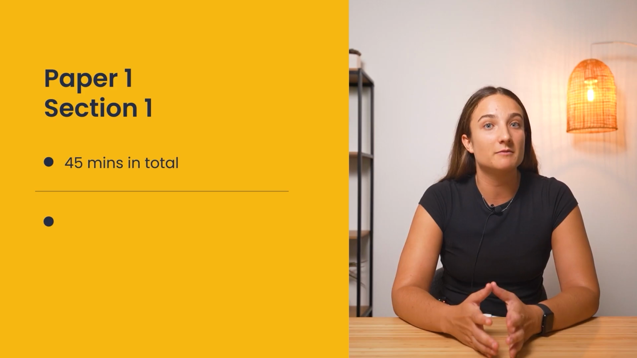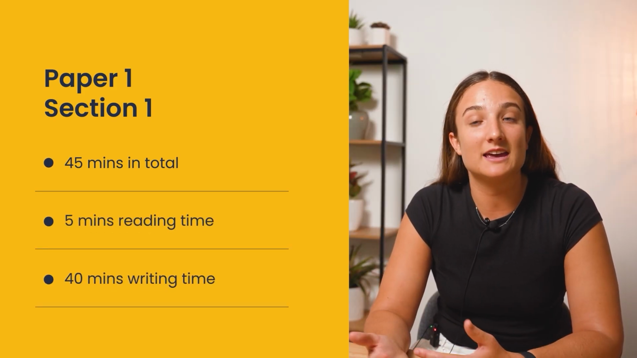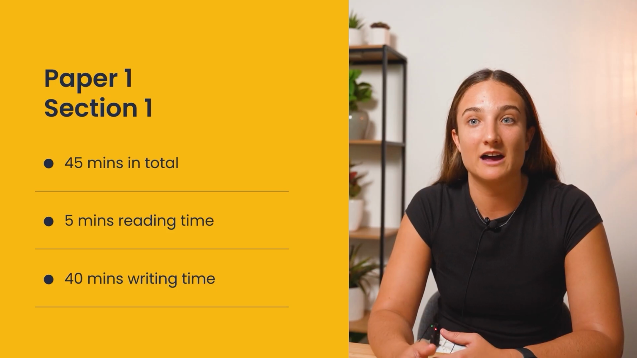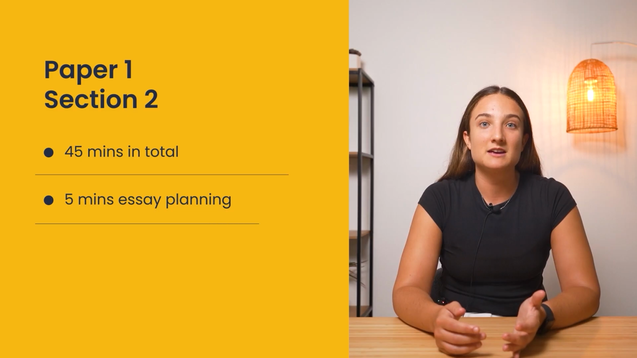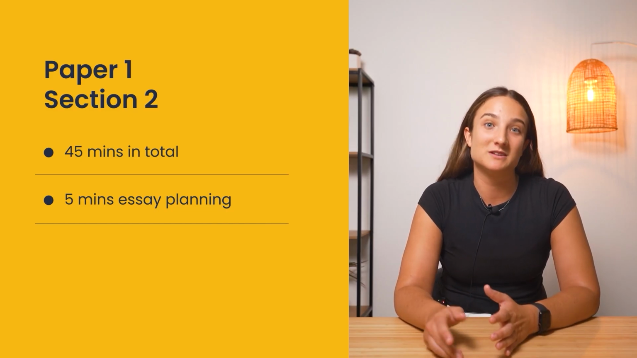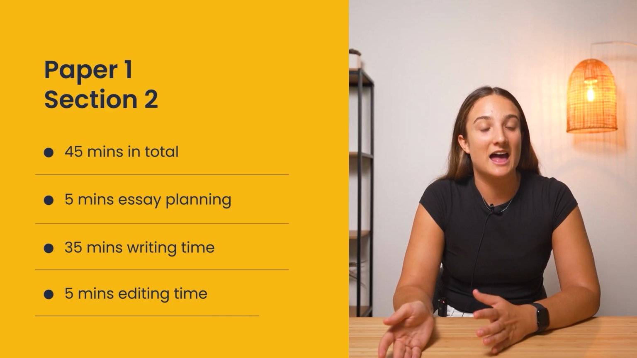Break this down into 5 minutes of reading time and 40 minutes of writing time. This gives you enough space to think carefully about each short answer response without rushing. Section 2 also needs 45 minutes, though this time should be divided differently. Spend 5 minutes planning your essay because this investment pays off enormously. Use 35 minutes for writing, which leaves 5 important minutes for editing at the end.